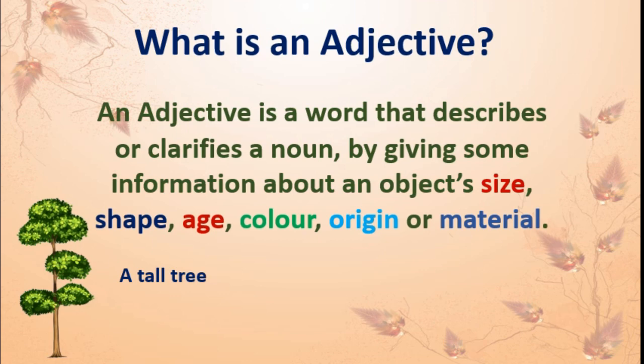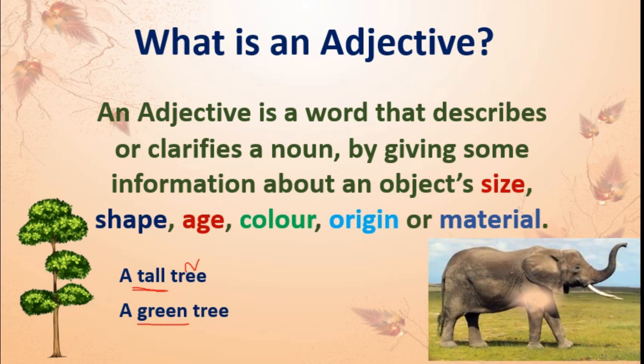Yes, you know that tree is a noun. Tree is a noun and I am describing this tree by using this word tall. Correct? So a tall tree. Extra word I am using for this tree, that is noun. So this is called an adjective. One more, a green tree. Again, green is an extra word or describing word for tree. So this is also called an adjective.